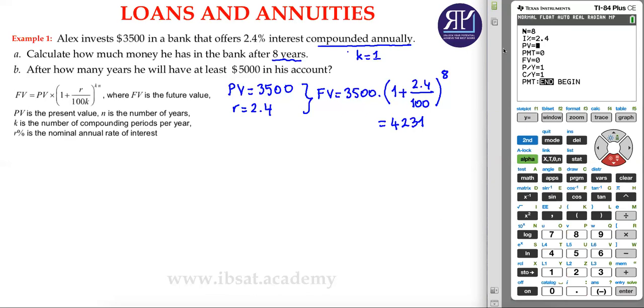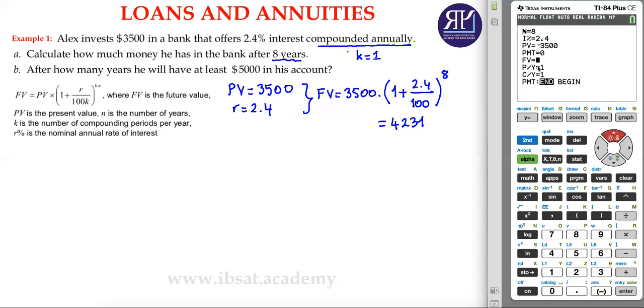But there is a detail here. This money was given to the bank. It means that we will lose some money at first. That's why we use negative 3,500. Payment we don't need for this question, we will need it for other questions. Future value we will find here. Let's see the P/Y button, periods per year. It means how many times is it compounded in a year? Only one time. That's why we write 1 here.